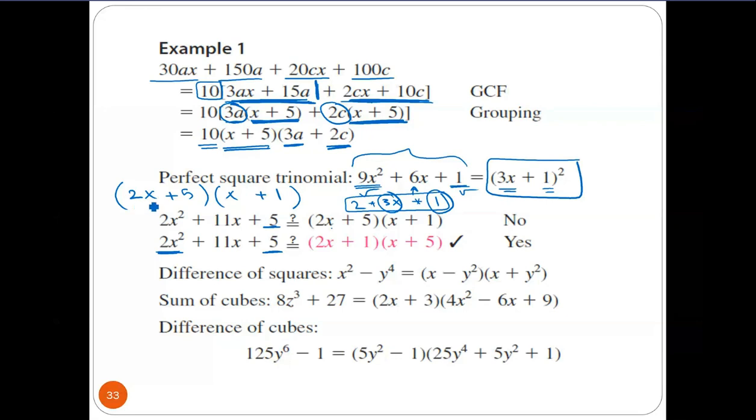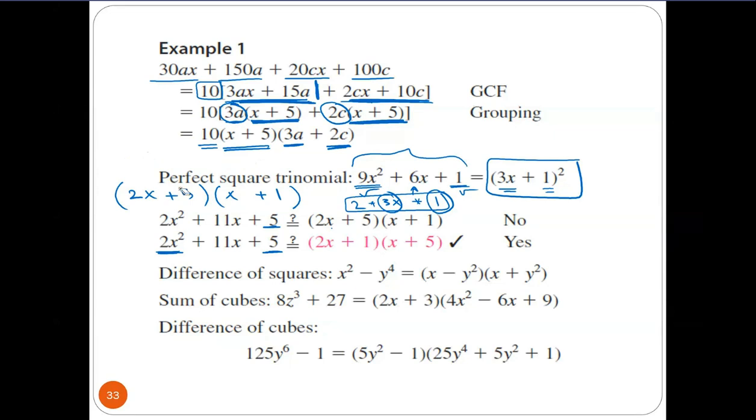Try now. 2x multiplied by x, we have 2x squared. 2x multiplied by 1, we have 2x. 5 multiplied by x, 5x. 5 multiplied by 1, 5. So we have 2x squared plus 7x plus 5. So this is incorrect.